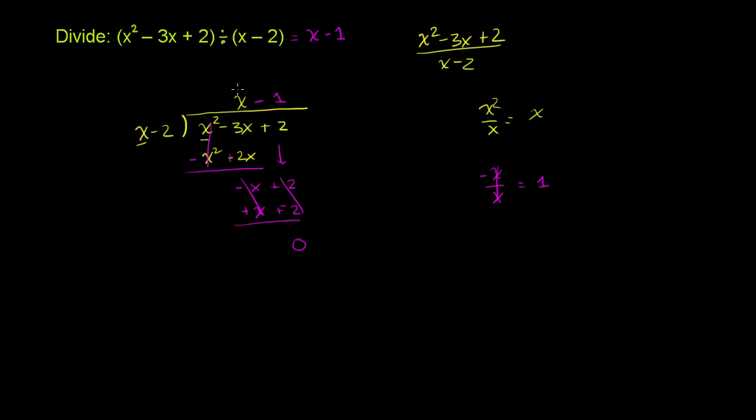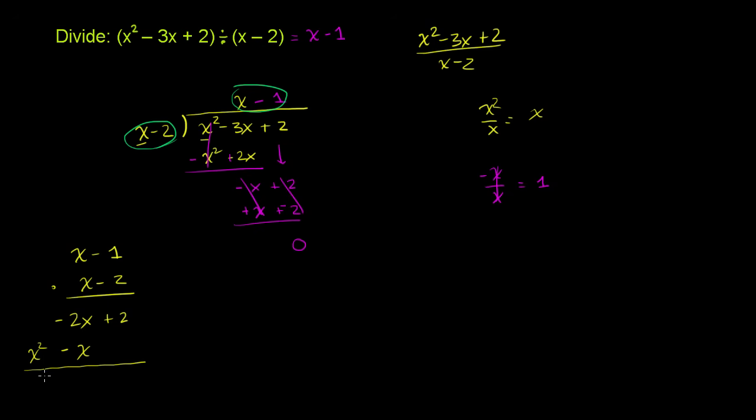If we multiply x minus 1 times x minus 2, we should get this. So let's actually do that. So let's multiply x minus 1 times x minus 2. So let's multiply negative 2 times negative 1. That gives us positive 2. Negative 2 times x, that's negative 2x. Let's multiply x times negative 1. That is negative x. And then x times x is x squared.